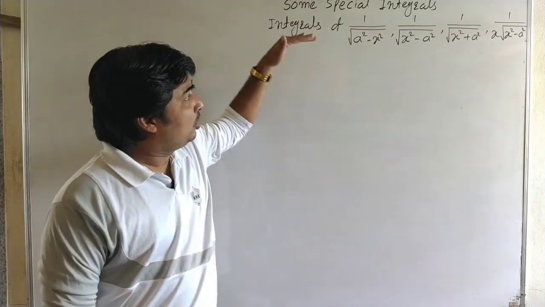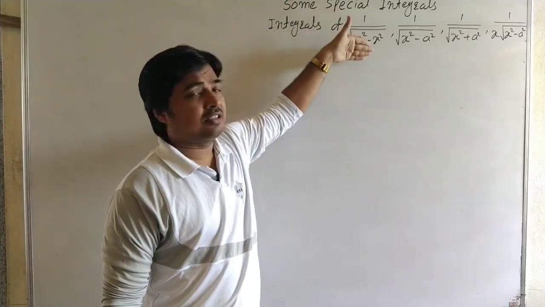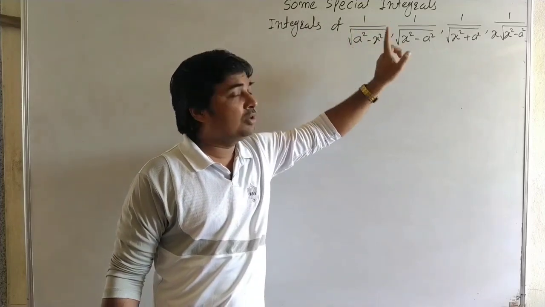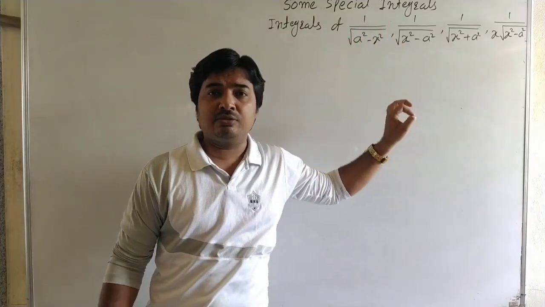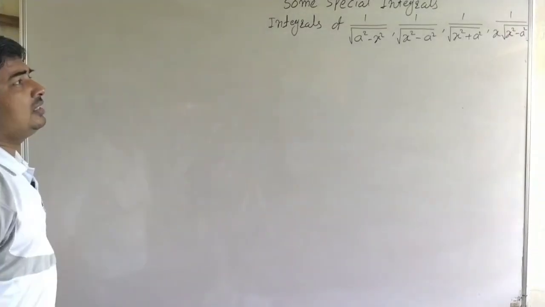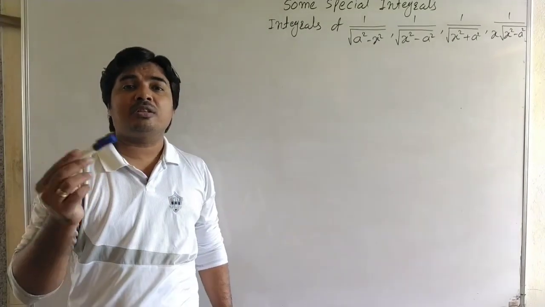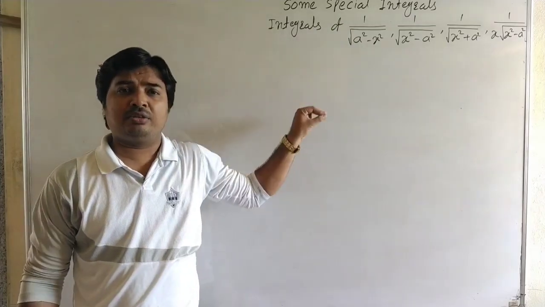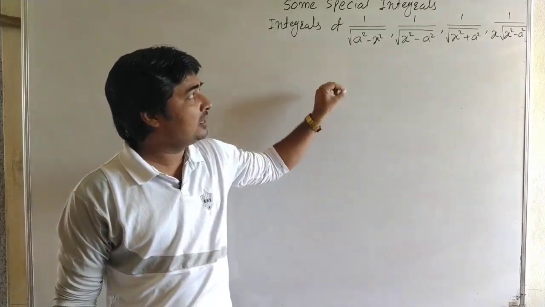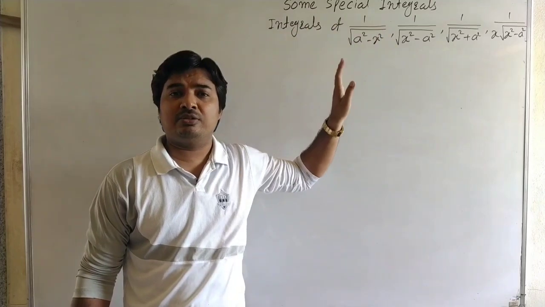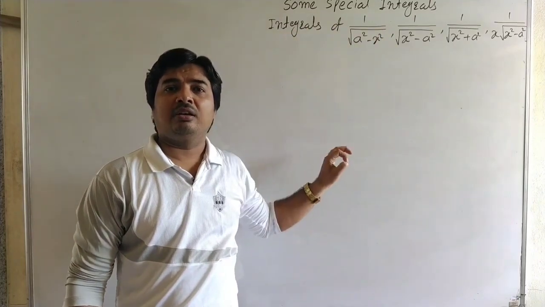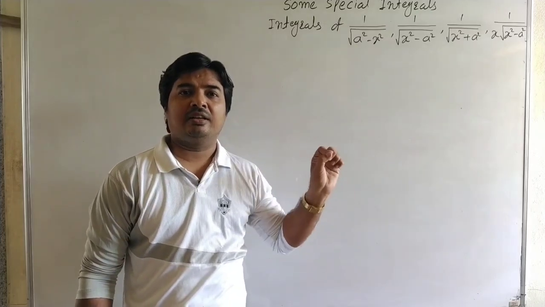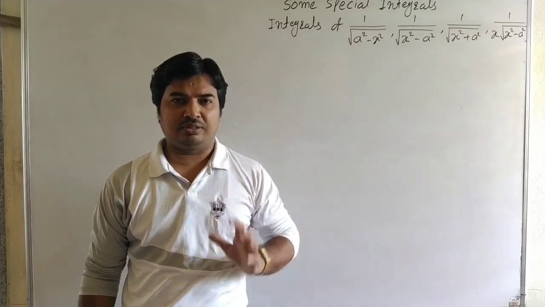Now to prove these integrals, 1 upon under root of a square minus x square, 1 upon under root x square minus a square, we use the special substitution. The special substitutions for under root a square minus x square, under root x square minus a square, and under root x square plus a square we have already learned in the chapter differentiation, in the article derivative of inverse trigonometric function, okay.